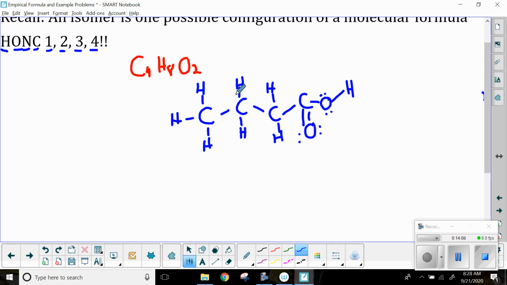Totally possible I could have oxygens here, totally possible I could have oxygens here. You could play around with it and you would have multiple different answers, which would tie into what we're going to be doing with organic coming up very soon. So hopefully this made sense to you. We will talk soon.